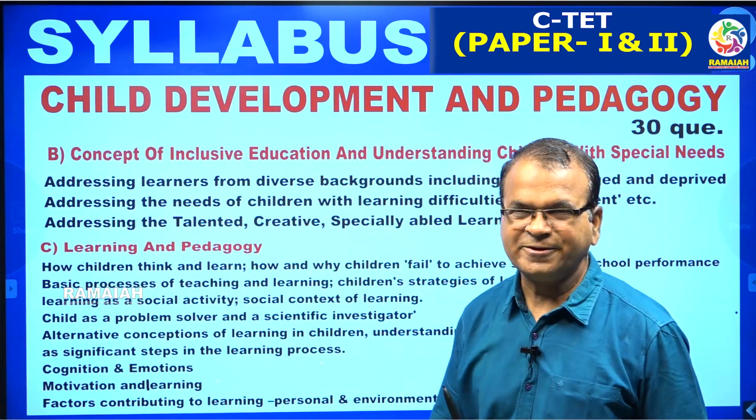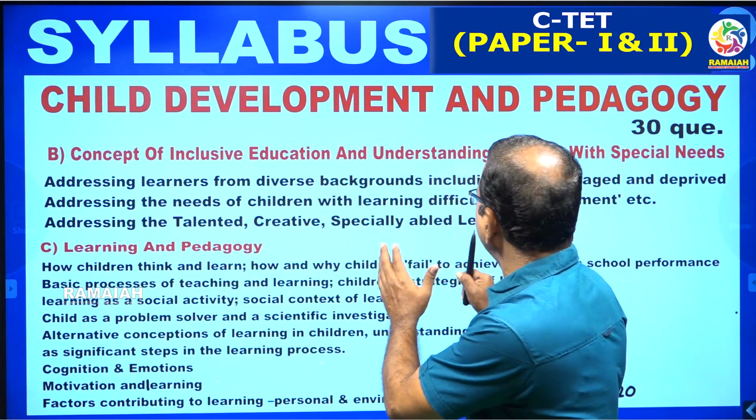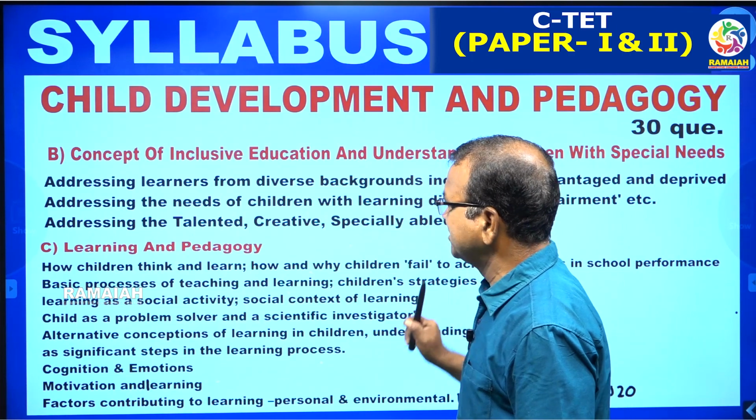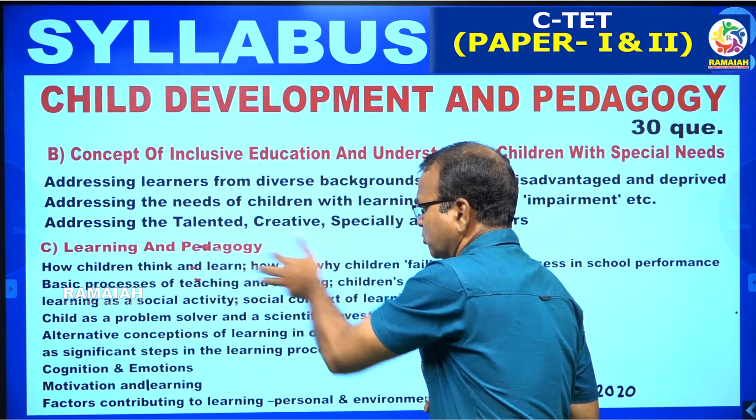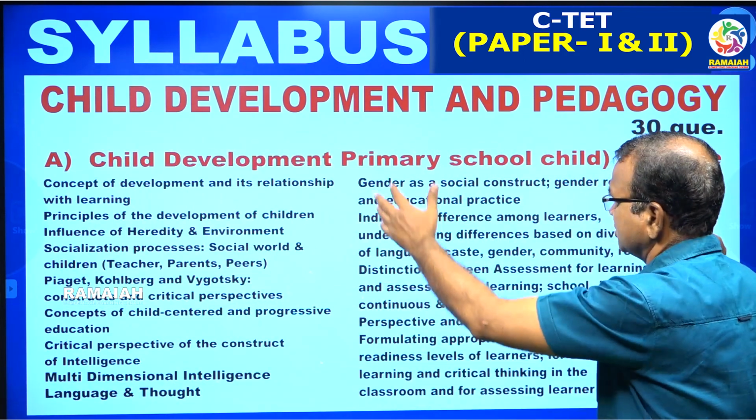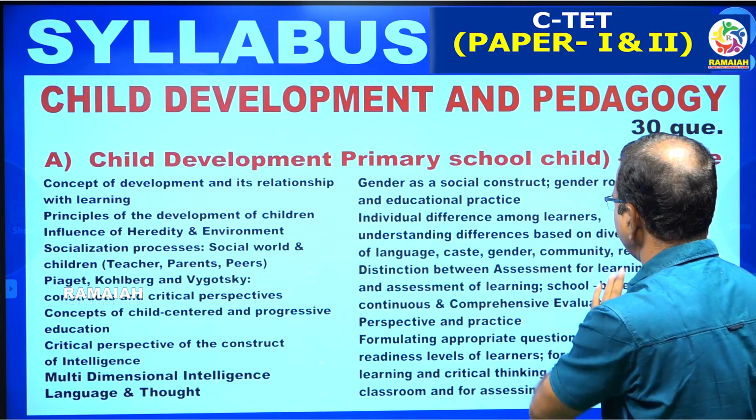Friends, finally, we have to understand that child development and pedagogy is basically allotted 30 marks, and what we have to understand here is that every concept has its own question allotment also.